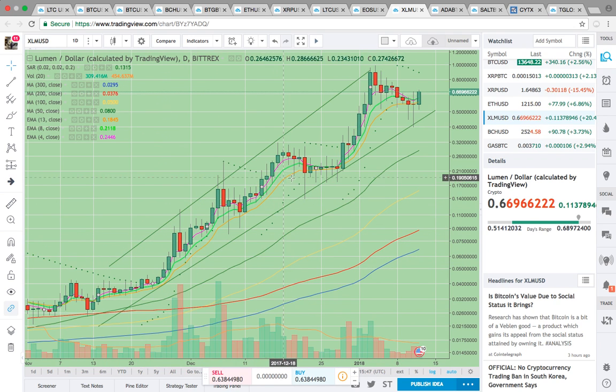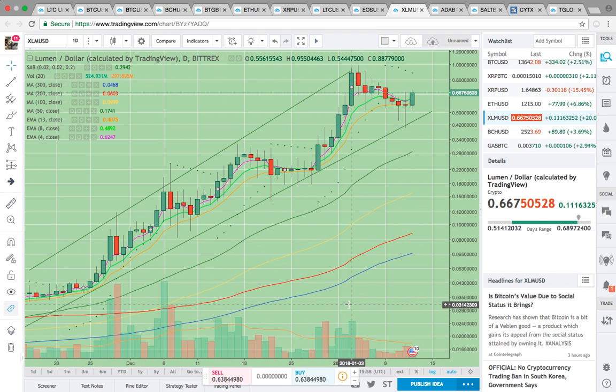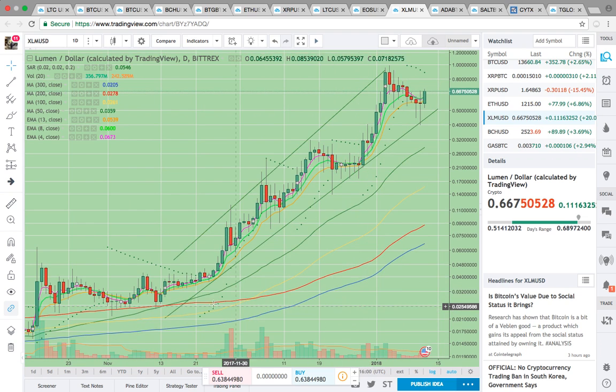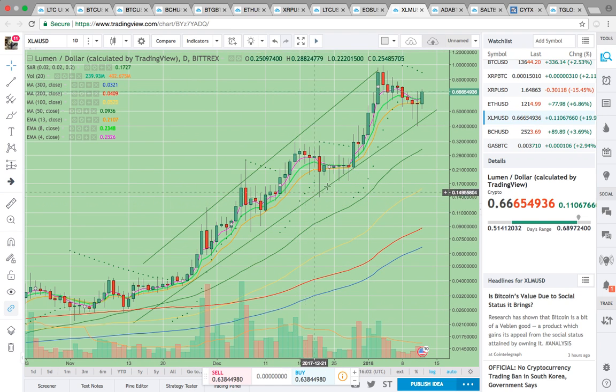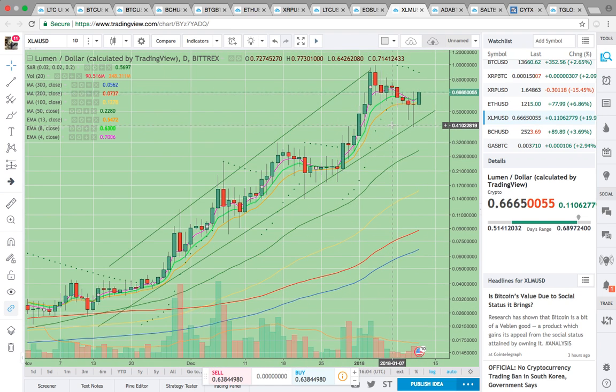Okay, let's look at XLM. Notice it's in this channel. It's got this really nice uptrending channel. It's been super strong. Lumen has been really rocking it. This is a beautiful chart. I mean, look at the gains here. Monster percentage gains in the last 2 months. This is the kind of chart that you're looking to ride if you're a swing trader.